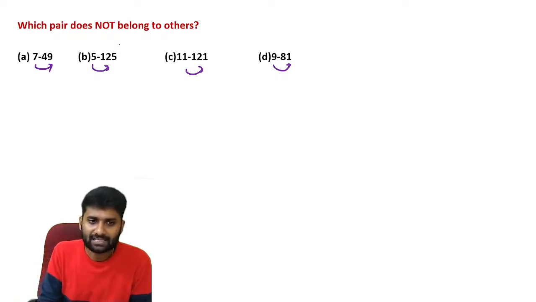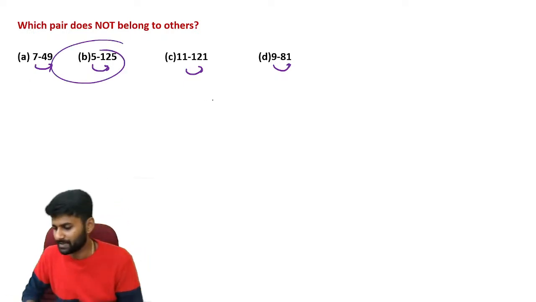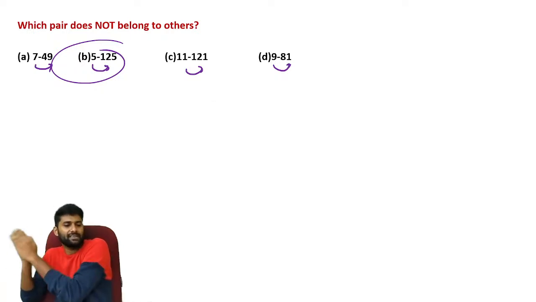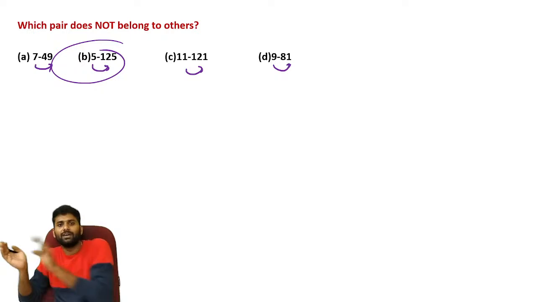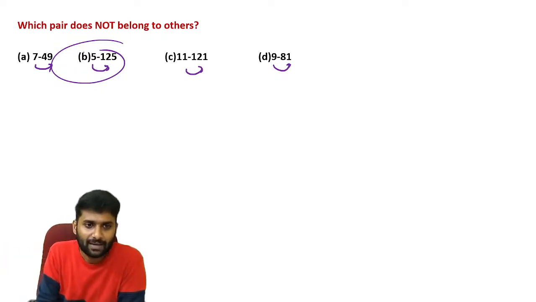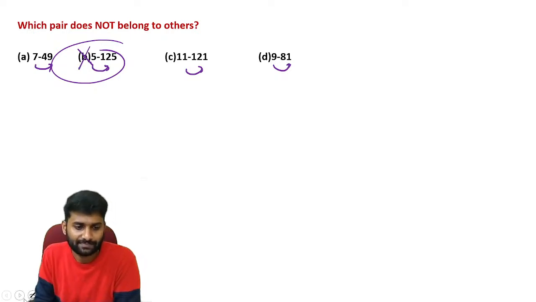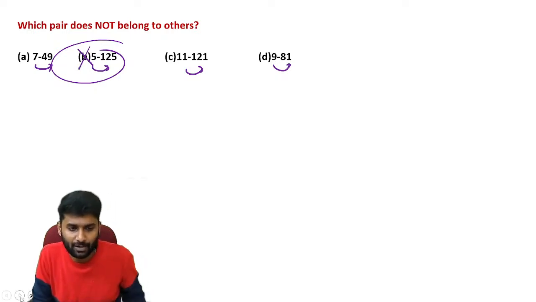Now see, except B, all the remaining represent perfect square numbers. 7 square is 49, 11 square is 121, 9 square is 81. So 5 is represented by the cube of that number, 125. That's why B is not a suitable answer. So that is completely different when compared to the remaining.